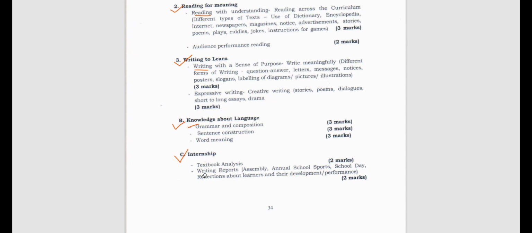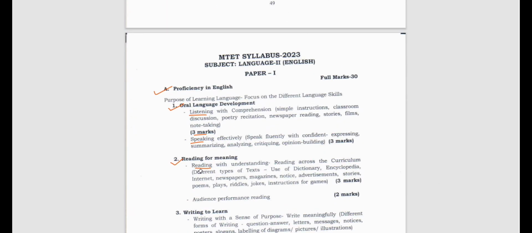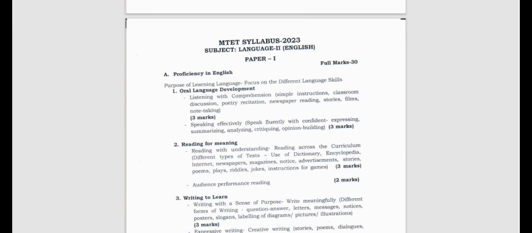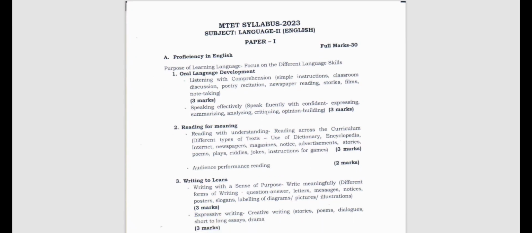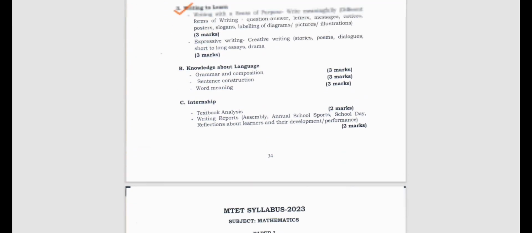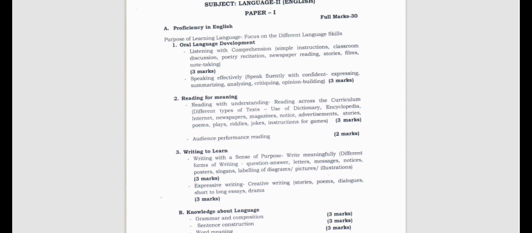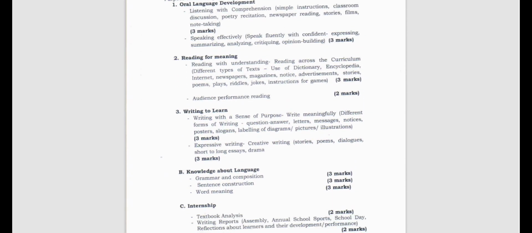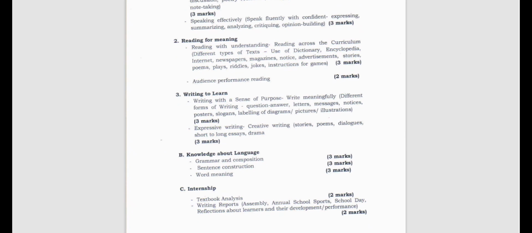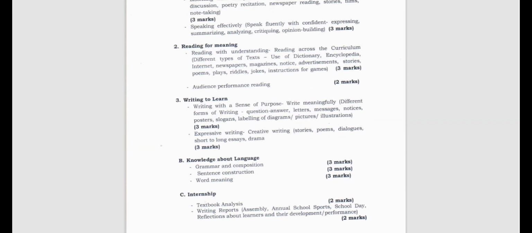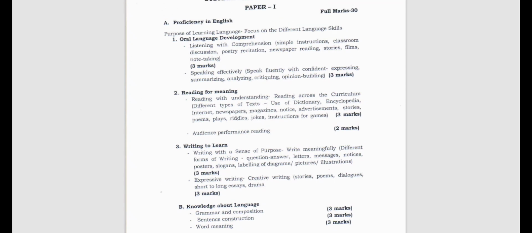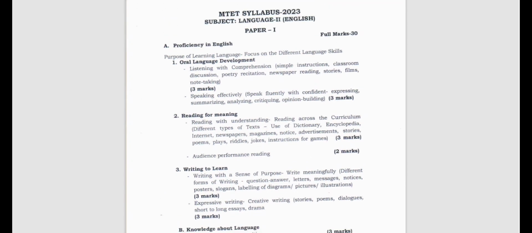I think this is all in this language syllabus, language English. As I told you, this is a compulsory paper, which means all those who are writing English, those who are writing Hindi, Khasi, Garo, you have to attend this English paper 1. This will come for 30 marks. It is divided into 3 parts. Part A, proficiency in English, then part B, knowledge about language, then part C, internship. I hope I have made clear the entire syllabus of this English.